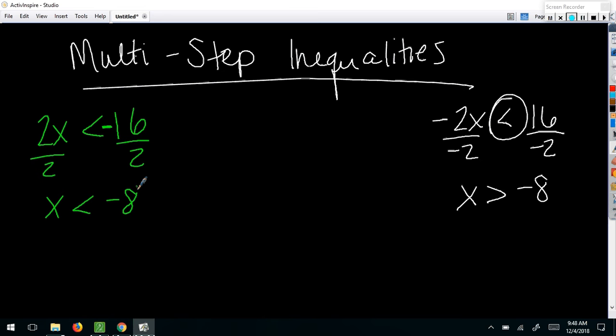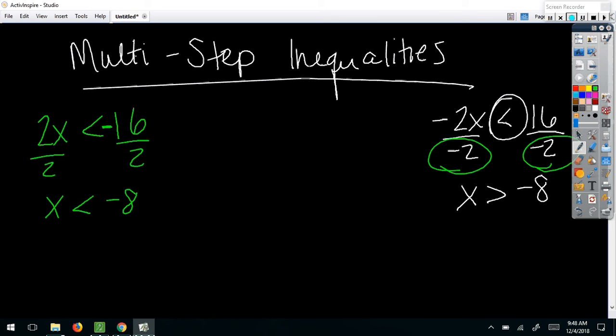If what you divide by is negative, like this, see I divided by negative, the sign switches. But if you started out with a negative and you're dividing by a positive, you don't change the sign. Okay? All right, multi-step, y'all ready?